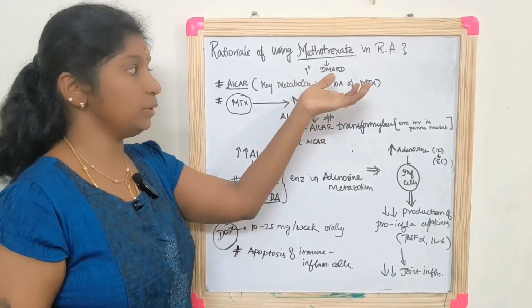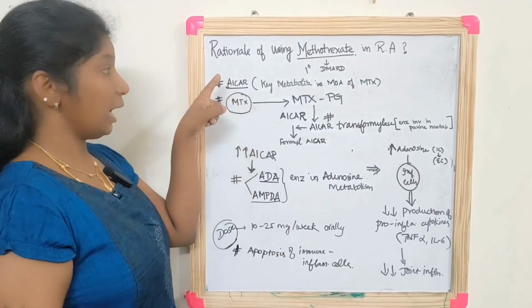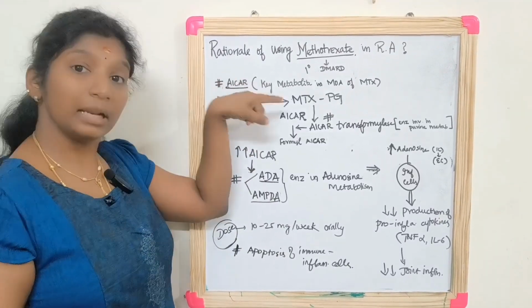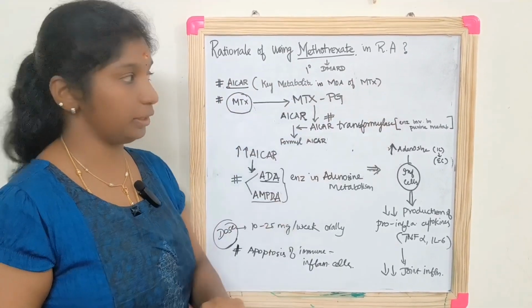Before knowing the mechanism of action of methotrexate, we need to know the key metabolite which is involved in its mechanism of action, and that is called AICAR, that is aminoimidazole carboxamide ribonucleotide. So this is a key metabolite which is involved in the mechanism of action of methotrexate.